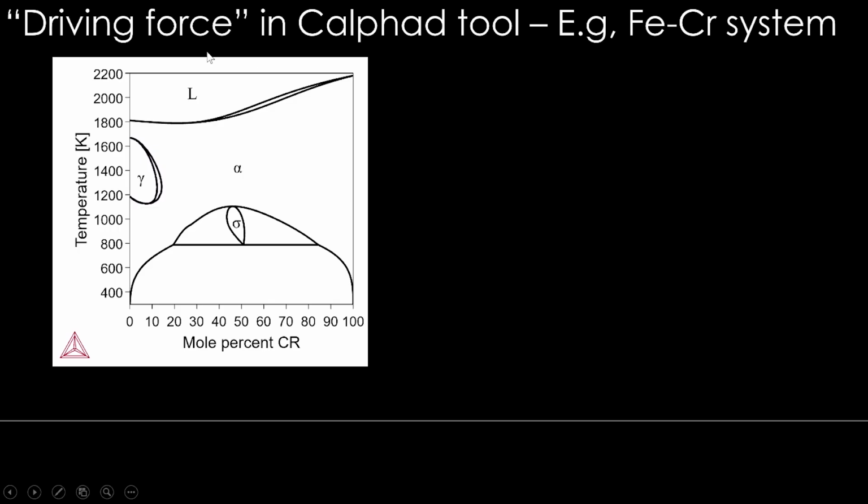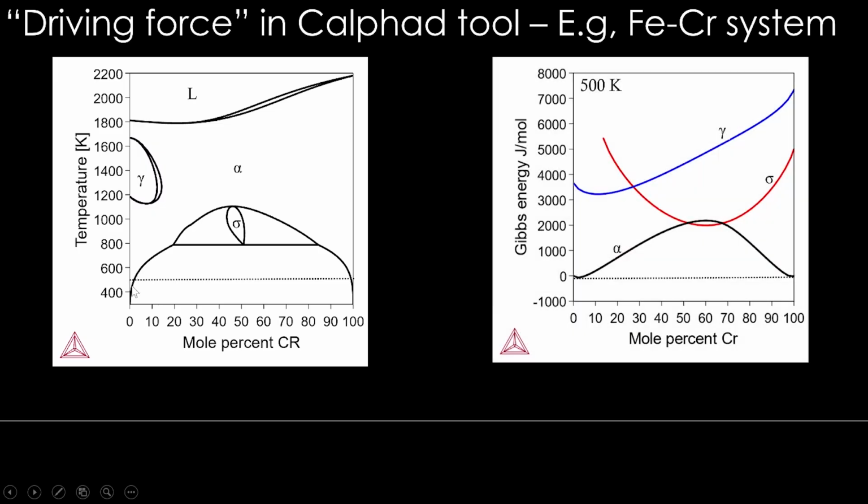I'm giving one example here, driving force in the CALPHAD tool. We'll see about this when we do the training. For example, the iron chromium system, if you consider, this is the phase diagram. Let's say at this temperature, 500 Kelvin, we are going to have a Gibbs energy composition plot like this.